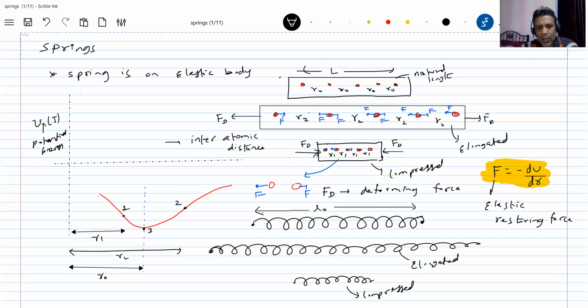So what is the overall length? This will be L naught plus X. What is X? X is the total elongation. Now the spring force will act in this direction.